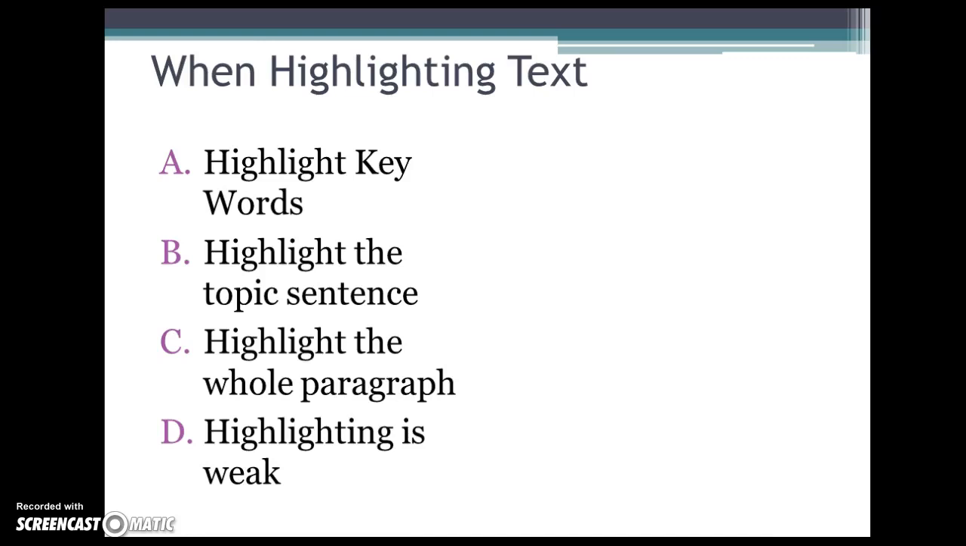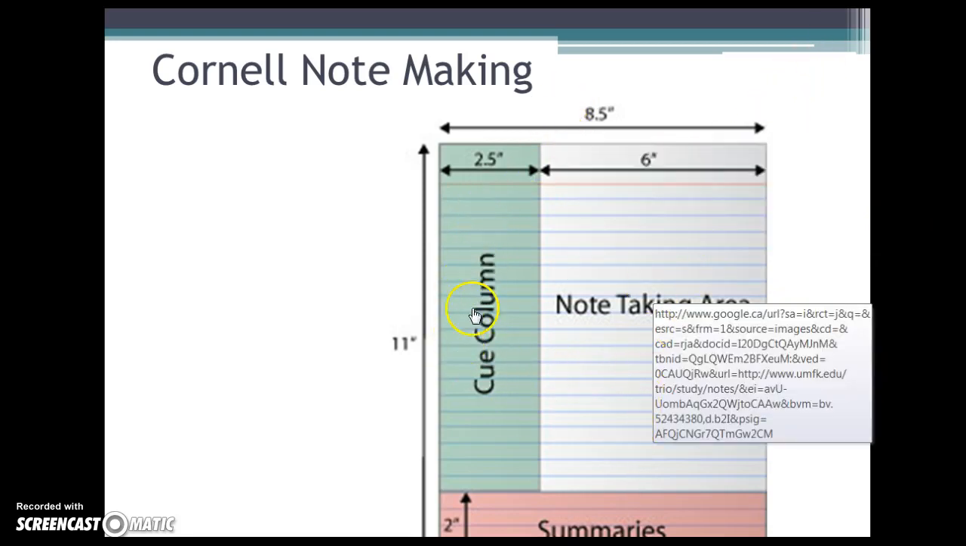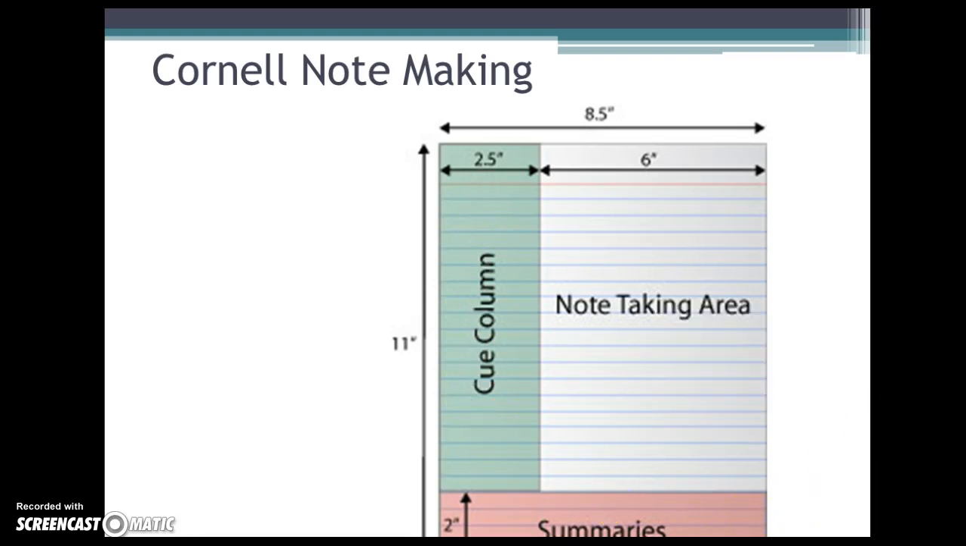So I believe that you learned about Cornell notes last week. Again, just to practice, hopefully you got the handout in class on the Cornell notes. If not, I'm going to bring lots to class, and you can take your notes here, put cues along the side, and then make summaries at the bottom.